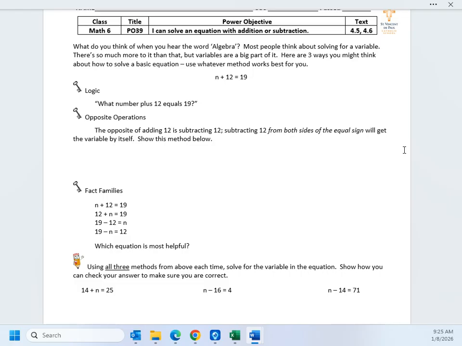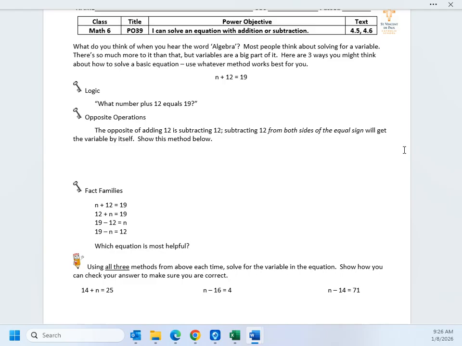Jude? The equation has the equal sign. So we're going to be using that full equation now. So we're doing Po39. I can solve an equation with addition or subtraction.